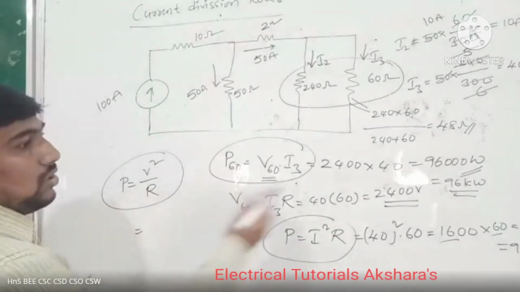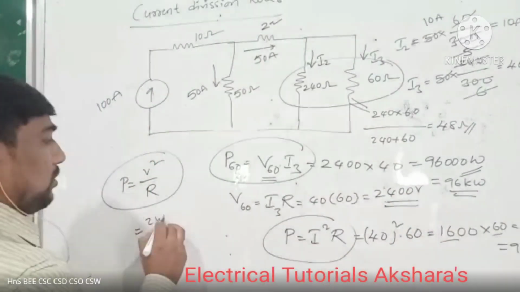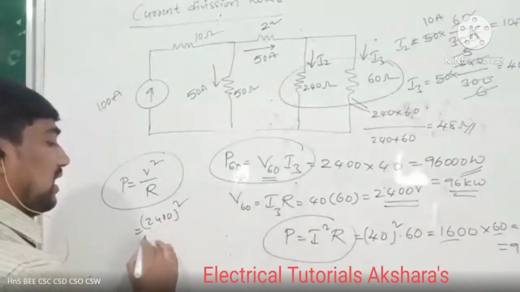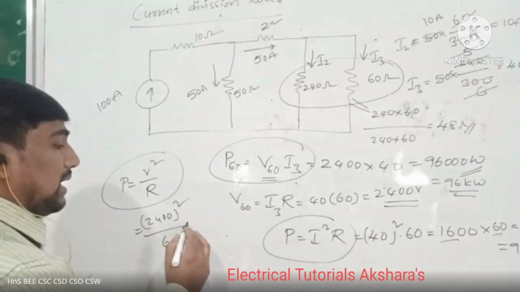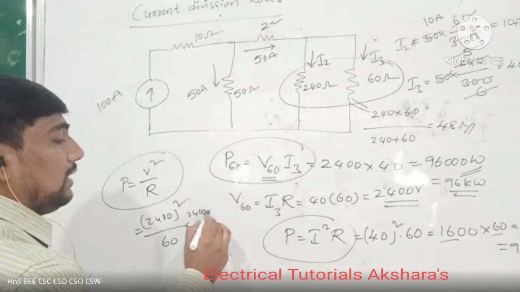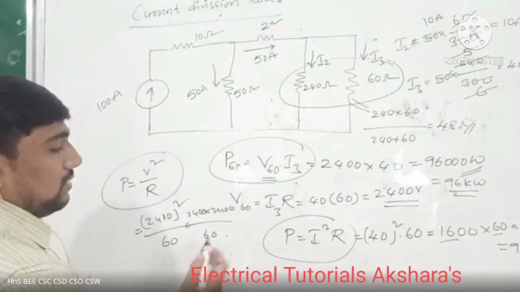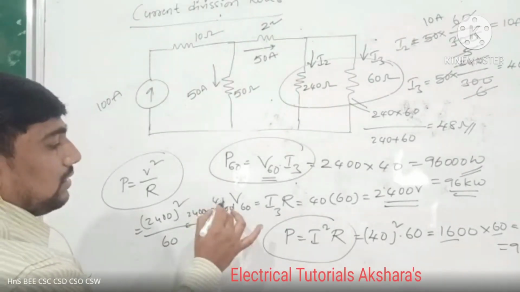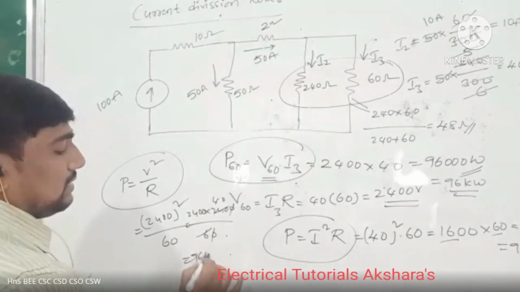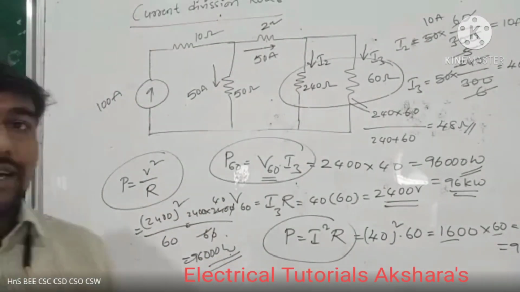Now V square is 2400 square by R, 60. Simply, 2400 into 2400 by 60. The zeros cancel, giving 40. Then we get 96,000 watts. All answers should be the same; just the formula is different.